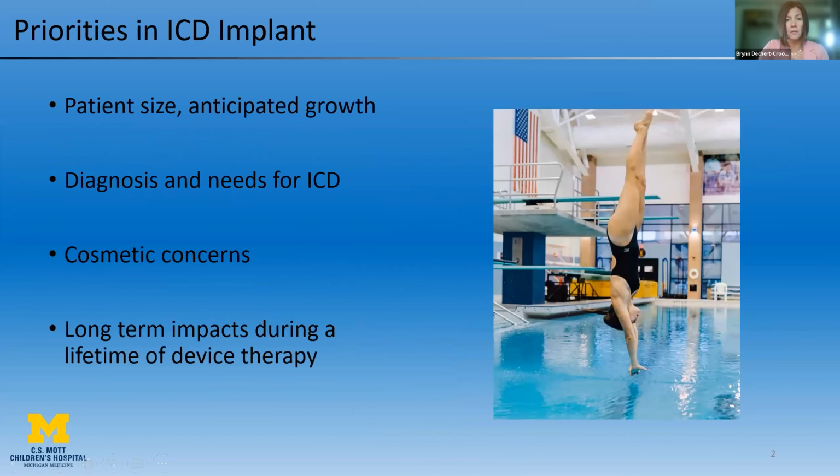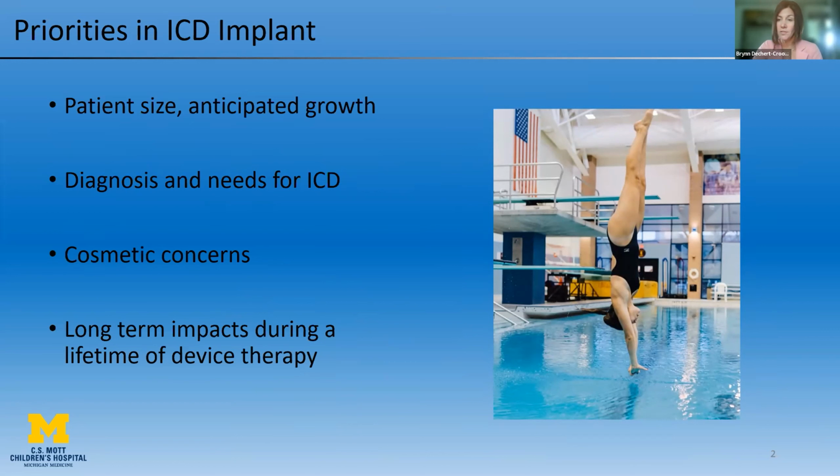All right, so moving forward, when we think about the kind of device for each patient, there's several things that we consider. One is the patient size, and this is very important in pediatrics. With kids, as you know, they grow, so we have to have enough lead slack in order for them to grow tall. That's a very important part of deciding how to implant and which type to implant. The second is the actual diagnosis or the reason for the need for the ICD, and I'll go through the differences between the two and why we would pick one versus the other.